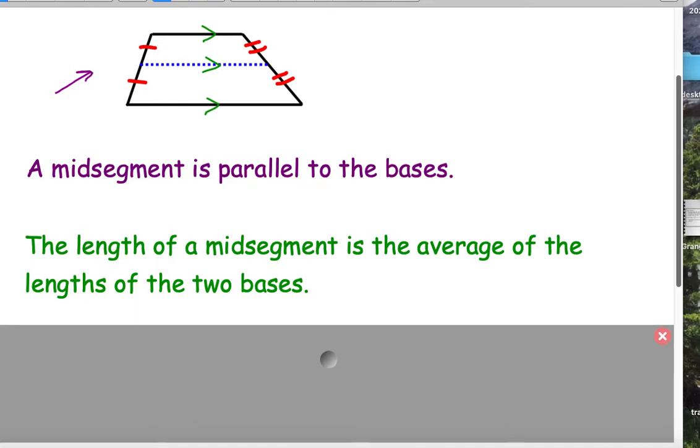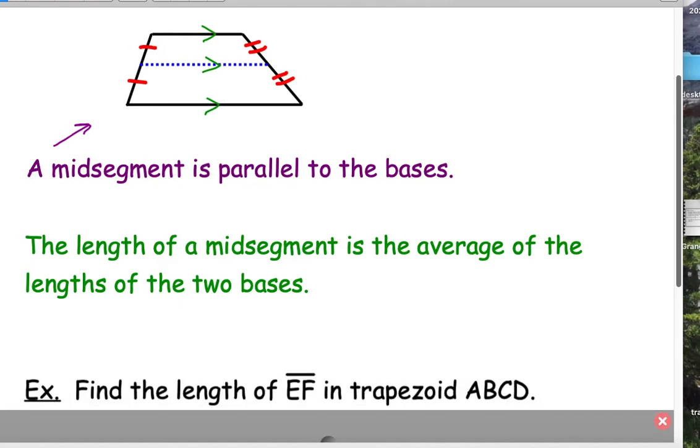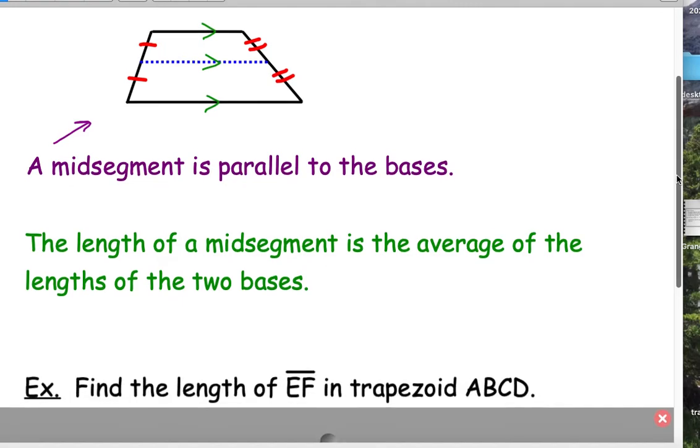It also turns out that the length of that mid-segment is going to be the average of the lengths of the two bases. So if I take the length of this base and the length of this base, add them up and divide by 2, that'll be the length of the mid-segment. It's the average of these two bases, the lengths of those bases. So let's look at an example for that.